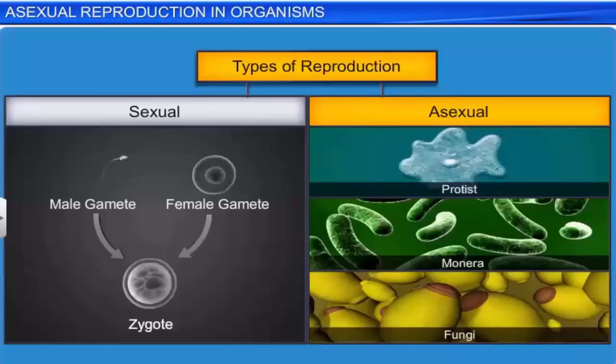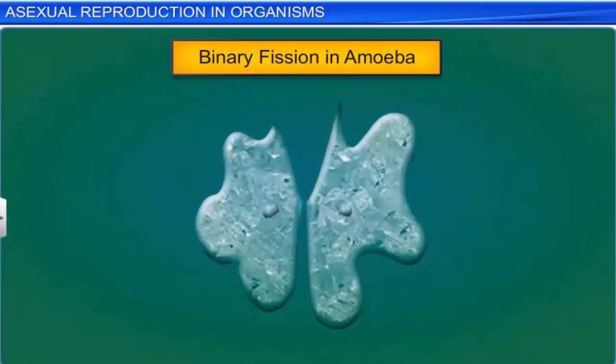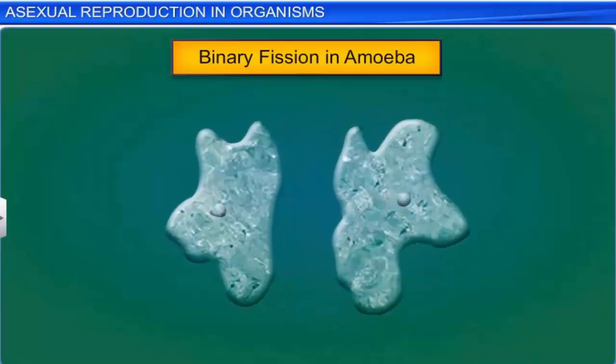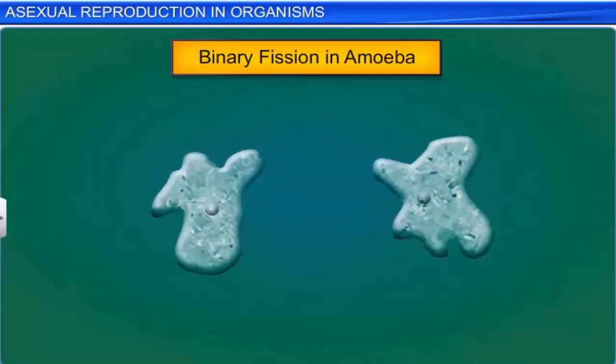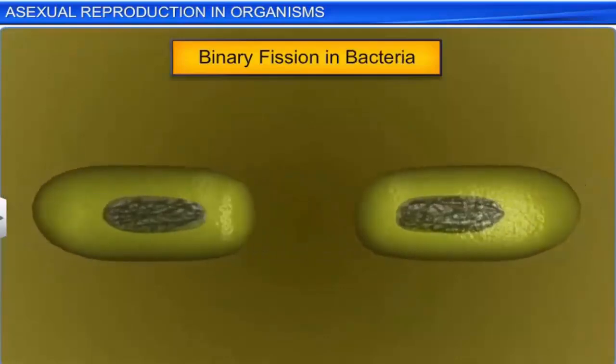Asexual reproduction, commonly seen in protists, moneruns, and fungi, is of many different types. The amoeba, for instance, reproduces by binary fission, where the parent cell divides into two halves and each half develops into a daughter cell. Likewise, bacteria too reproduce through binary fission.